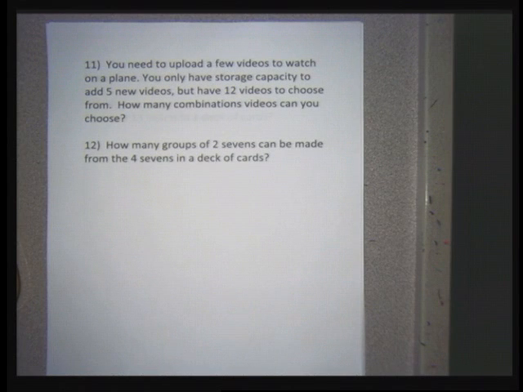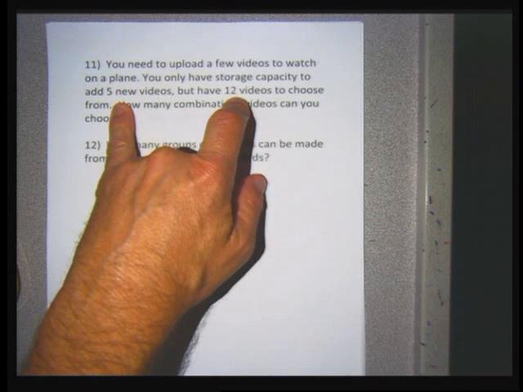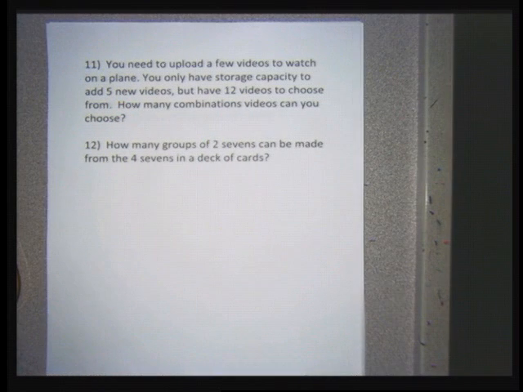So you want to upload videos to whatever you watch videos with, and you have 12 videos that you'd really like to take, but you only have storage capacity for 5. That's a combination problem, because the order that you pick the videos in won't matter. You're going to pick 5 and you're going to leave 7. It matters which 5 you pick and which 7 you leave, but the order that you upload them won't matter, so that's a combination problem.